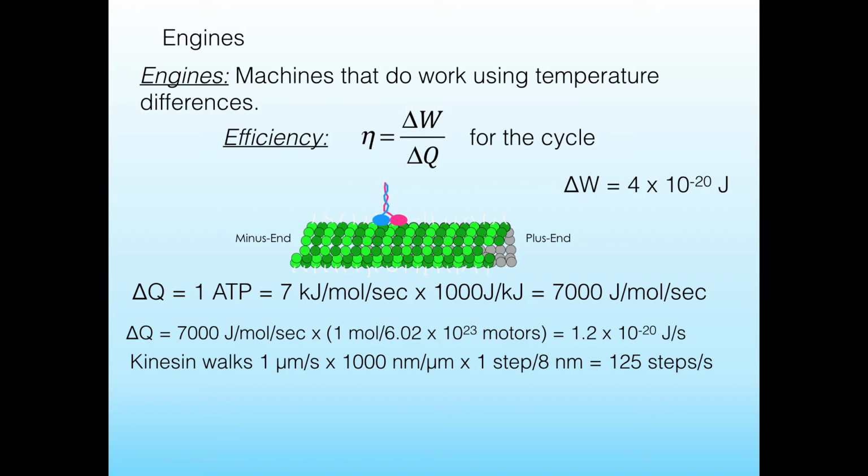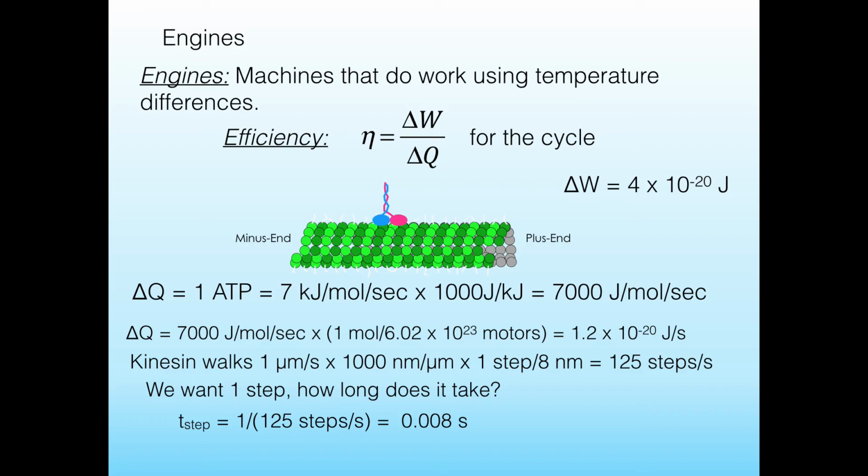And we're only interested in 1 step, and really we need to multiply this by a time, so we need to figure out the time of a single step. So we want to know, how long does a single step take? Well, we know that 125 steps takes 1 second. We can just invert this and find that 1 step takes 1 over 125 steps per second, which is the same as 0.008 seconds per step. That is really, really fast.